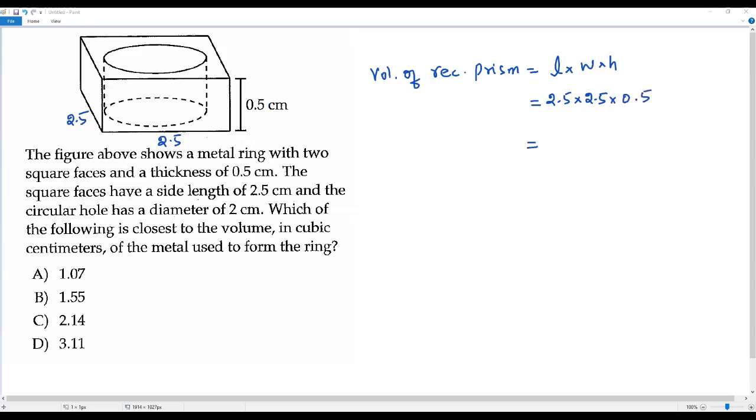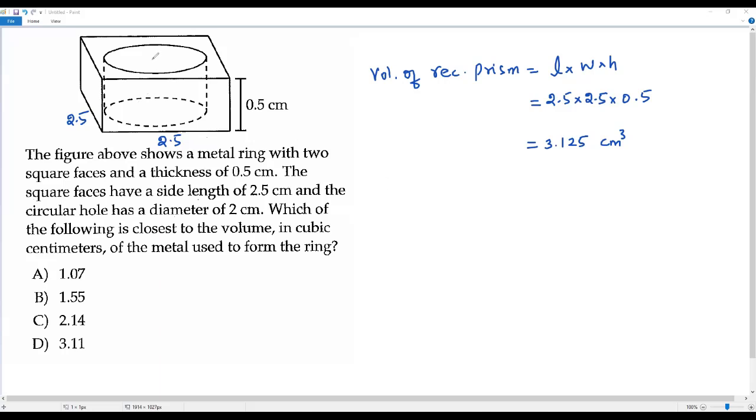Okay, now let me multiply everything. So 2.5 times 2.5 times 0.5. When I multiply them, I'm getting 3.125 cubic centimeter. Okay, now I got the volume of the rectangular prism. That means it's completely filled, there is no hole. Now what I have to do is find the volume of the metal that we have in the hole. Once I get the volume of the metal that we have in the hole, it has to be subtracted from the volume of the rectangular prism to get the volume of the metal used to form the ring.